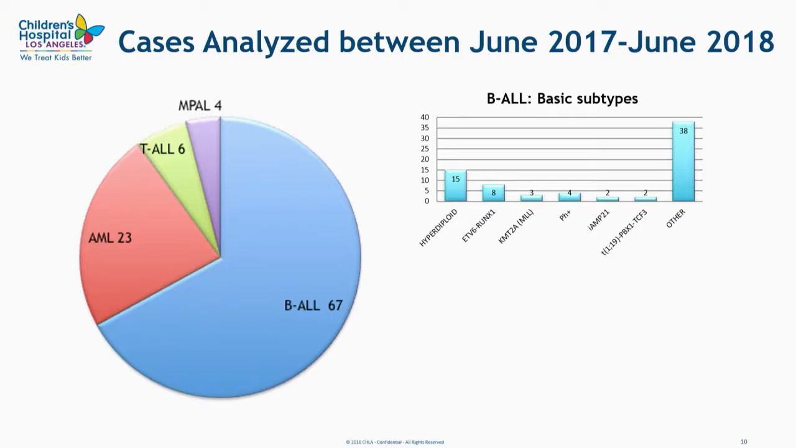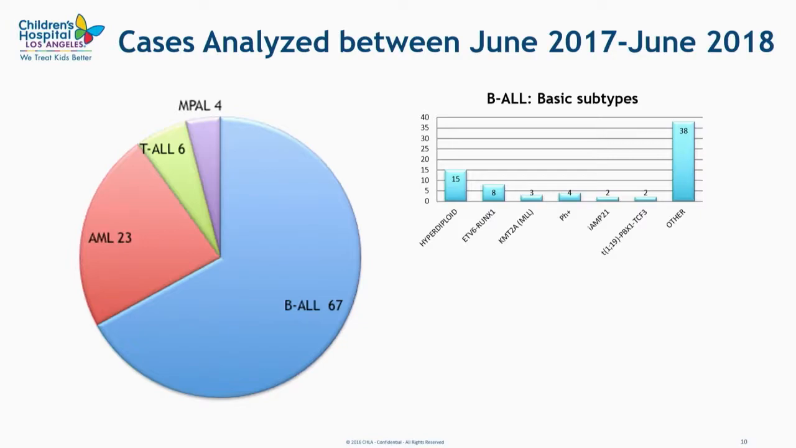We were able to do comprehensive multimodality testing for consecutive cases during a period of 1 year. Between June of 2017 and June of this year, we did cytogenetics, FISH, CMA, and NGS panel testing for consecutive newly diagnosed and relapsed cases of pediatric leukemias. At the end, we had about 100 cases. Of those, 67 were B-ALL and 23 were AML. We had a small number of T-ALL and MPAL cases that we did not have enough of to include in this analysis.